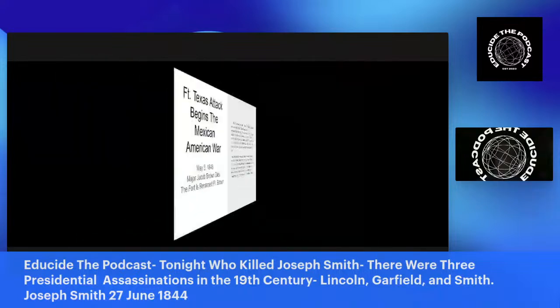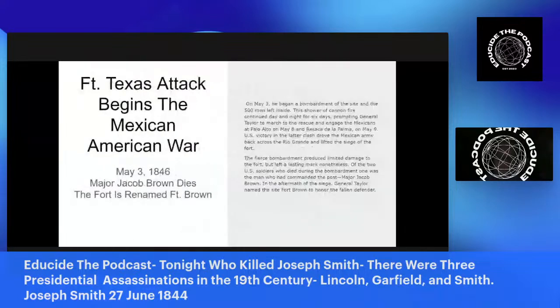Zachary Taylor had left the command under Major Jacob Brown. Fort Texas was attacked. They had 500 men that ably defended this attack. The attack began on May 3rd, 1846. Major Jacob Brown dies. The fort is renamed Fort Brown and the city Brownsville.